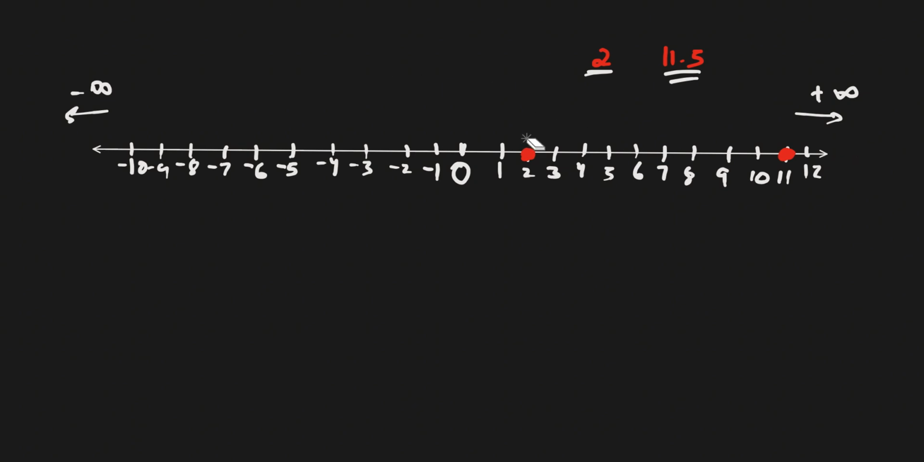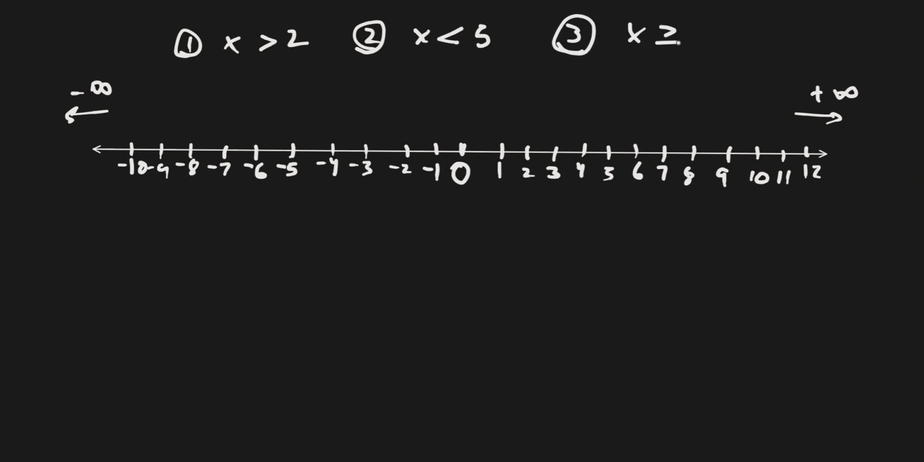Now let's see how we would graph inequalities. That's the topic here. If we wanted to graph an inequality, for example, x is greater than 2, this is the first one we'll do. Then let's do x is less than 5. Then let's do x is greater than or equal to 10. And then number 4, let's do x is less than or equal to 2.5.